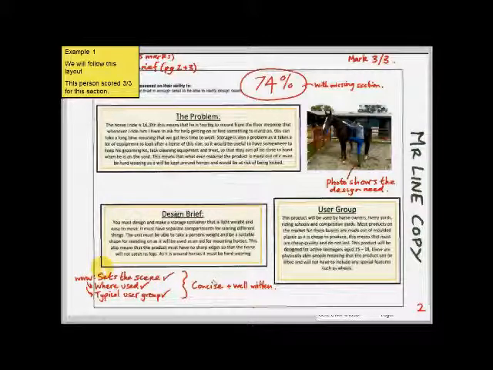These are comments from the examiner on an exemplar piece of work. It shows where it is used or anticipated to be used. It talks about a typical user group. It's concise and well written. This is not a large amount of writing, but it does clearly set the scene and give you all the information as to what this person is going to set out to do in their folder.